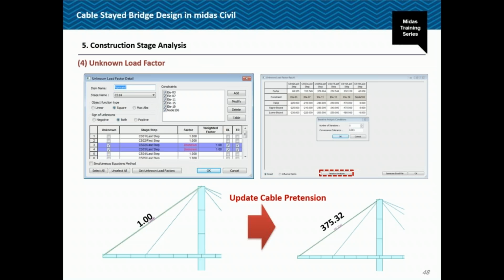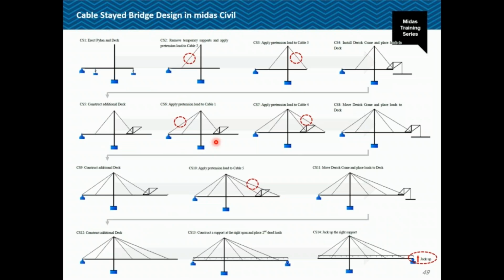There is another method to determine the erection forces in different construction stages, which is through unknown load factor again, but here you need to simulate the construction stages and select the stages in which the cable is activated, the cable pretension, as unknown. Then the program will find out the pretensions in that construction stage, or the erection forces. Let's consider this example. We'll be seeing the lack of fit in a minute, but first let's see the unknown load factor.